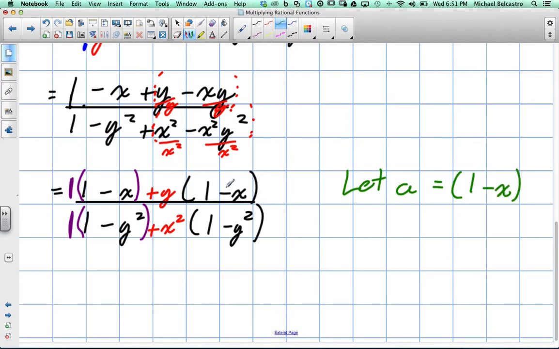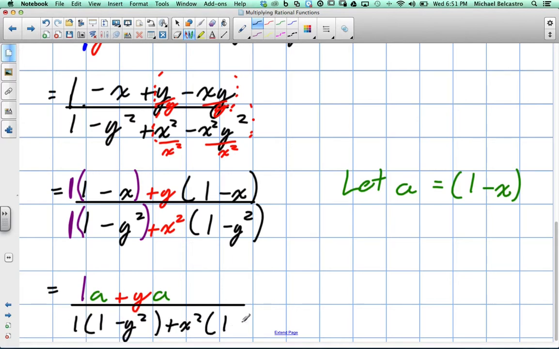Okay. So I'm going to replace those two top terms. Now this is technically the value of 1. I don't have to write it, I could just write it as a, but the 1's going to become important, so I want to show you that value. 1a plus y a. The bottom I'm not going to do anything because I'm going to do it the fast way after. I'm just focusing on the top right now. And we have 1 minus y squared plus x squared times 1 minus y squared.